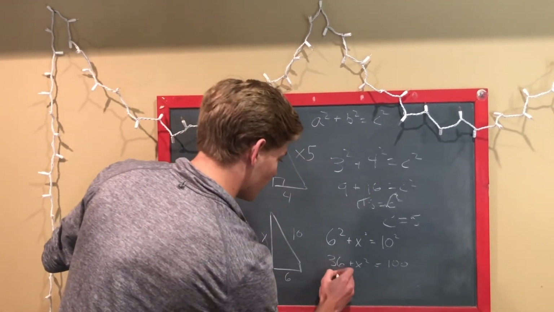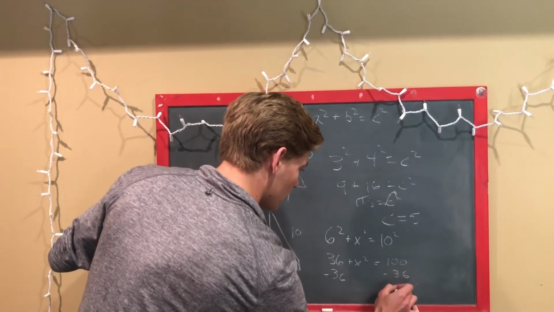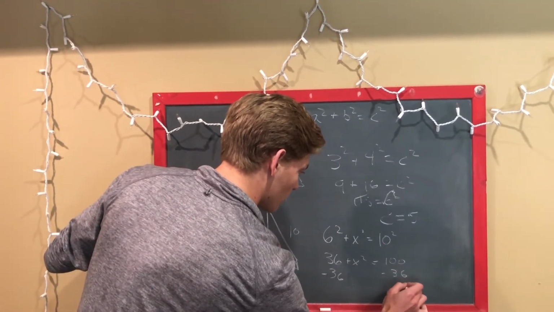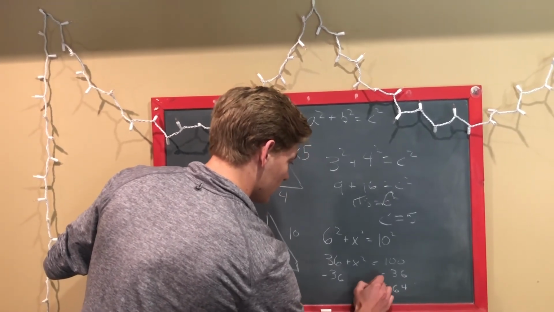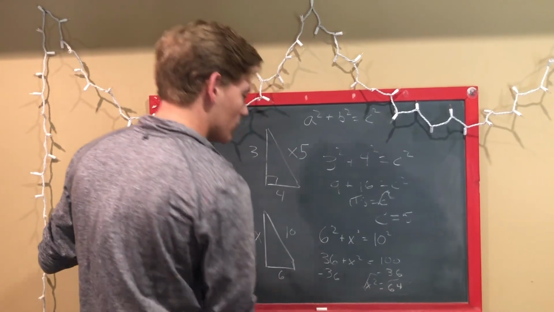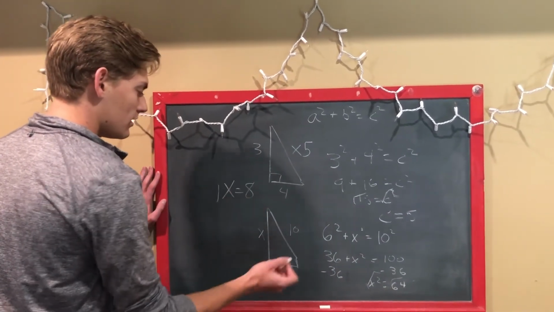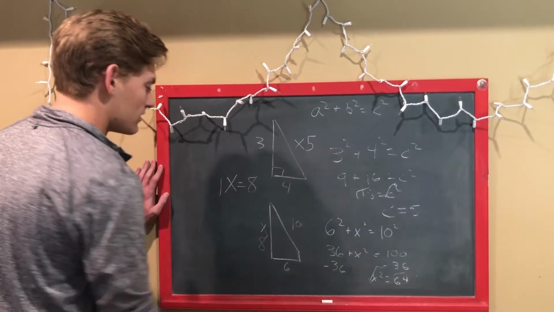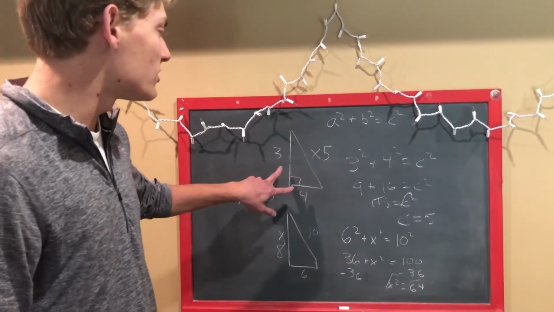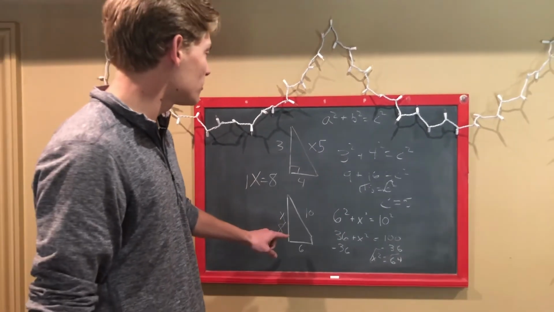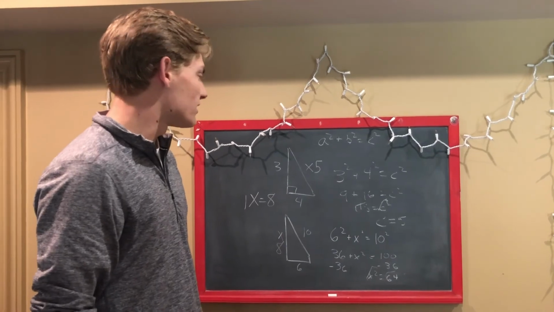So then you're going to subtract your 36 from both sides, so then you have 64 equals x squared, and then you take that square root, x is going to turn out to be 8. So then you know that this side length is 8. So that's how you use the Pythagorean theorem, by plugging in the two sides that you do know of a right triangle, and then plugging it into this formula to figure out what that third side length is.